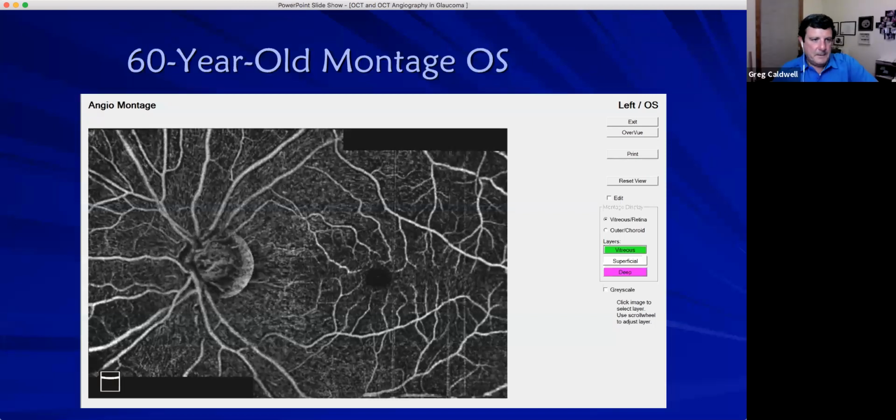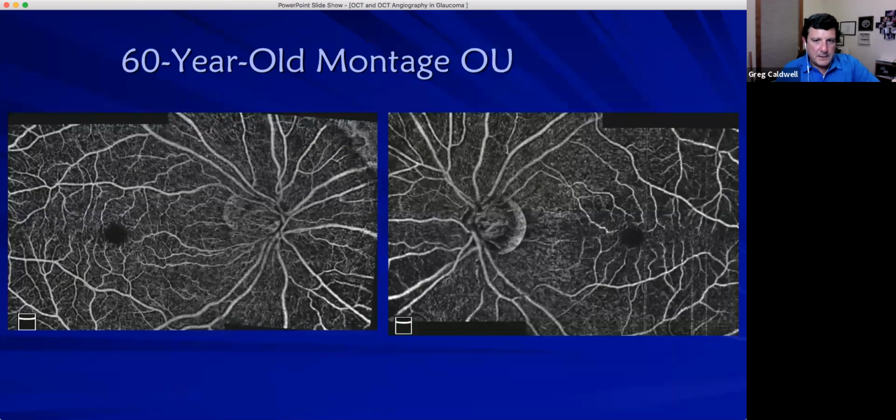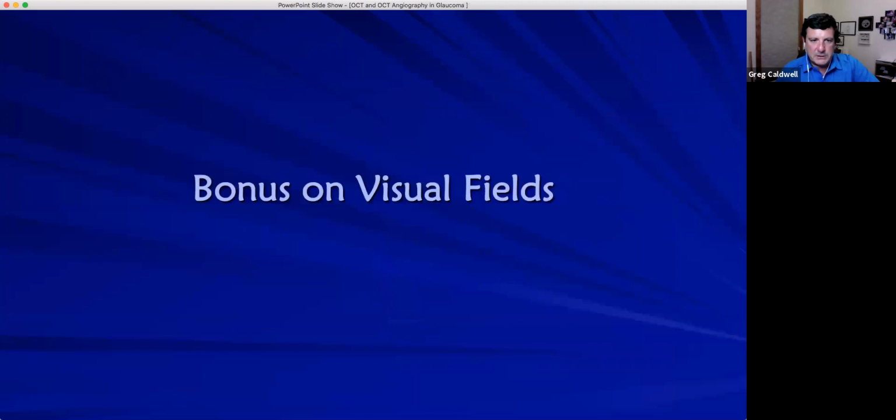Yep. So again, you can do some fun things with this. I'm just showing you this here so I can show you what it looks like when we get to some of the glaucoma cases and how it can be used in glaucoma. And that was the 60-year-old montage. And this is, again, the 60-year-old montage.